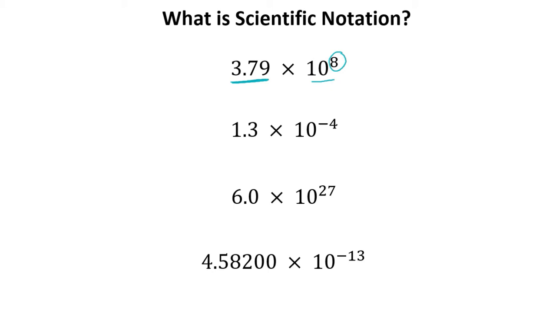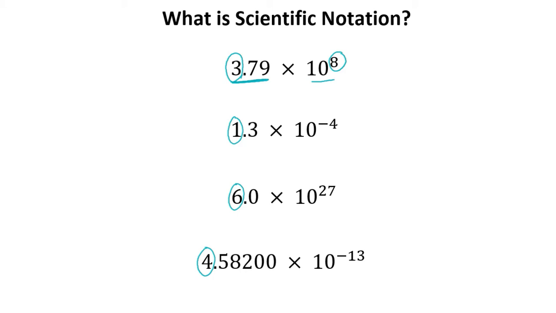On my page, I have 4 different examples of scientific notation, and there are some similarities and there are some differences. The first similarity that I want you to notice is that there is one non-zero digit to the left of the decimal place. There is only one. There are not 2 digits, there are not 3 digits, and that digit cannot be a 0. It must be a non-zero number to the left of the decimal place.